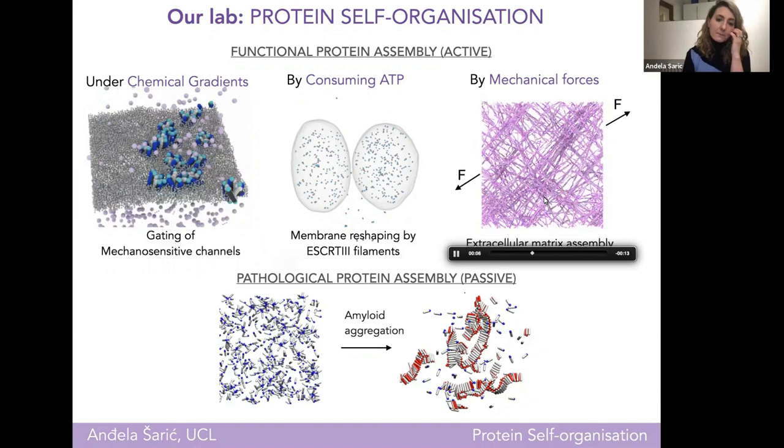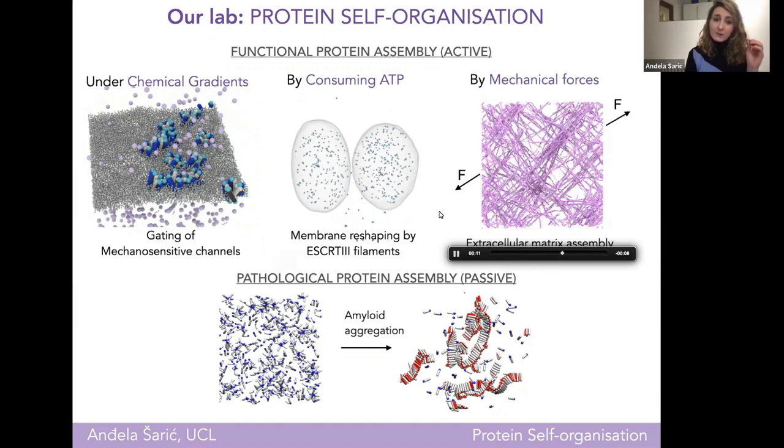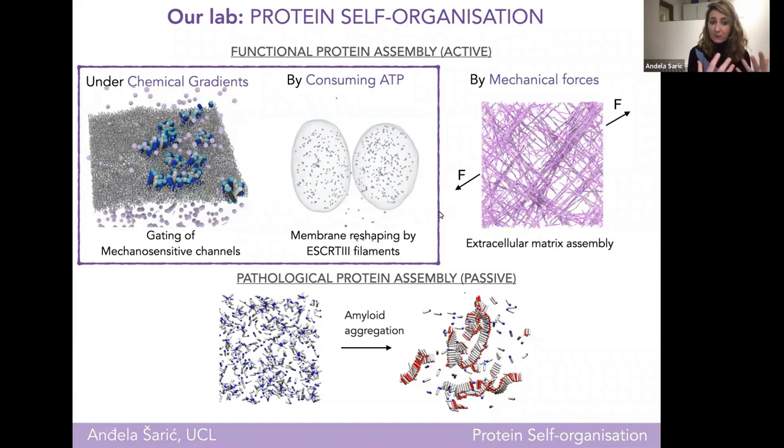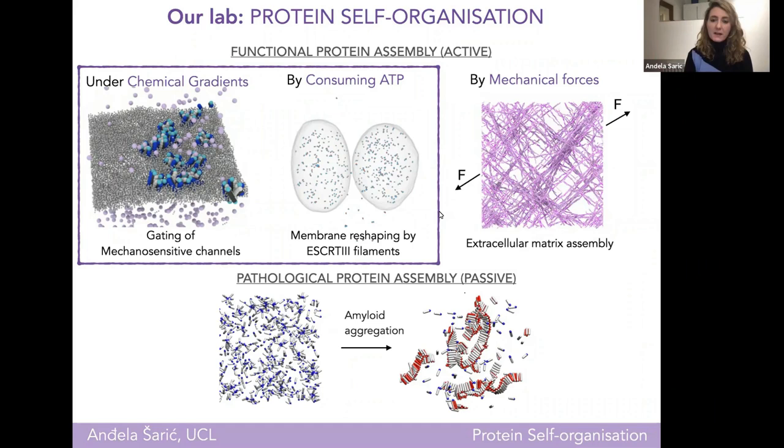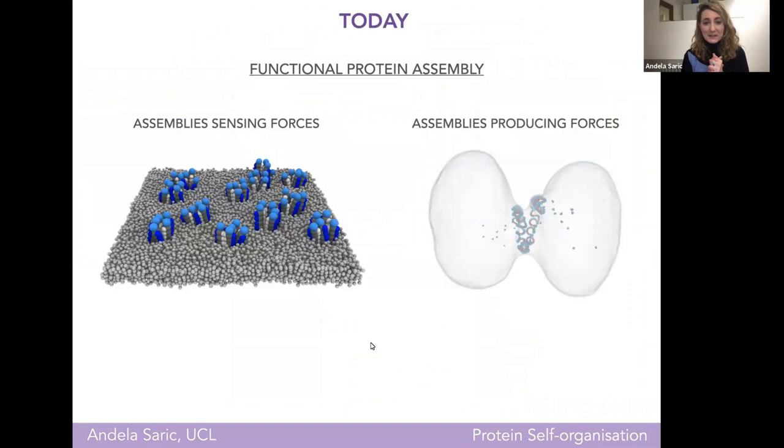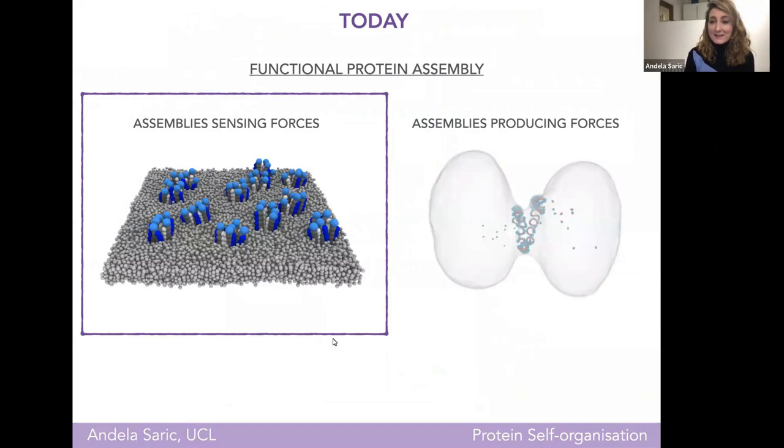So these are the general problems that we study in the lab. Today I'll speak about the first two, proteins that sense mechanical forces through chemical gradients and proteins that consume ATP to reshape cells. And then we also work quite a bit on the pathological passive assembly in the context of amyloid aggregation, which I will speak about today. So let me start with these fun, useful protein assemblies that do stuff for us. And I'll start with probably the simpler version, which is sensing forces by protein assemblies.